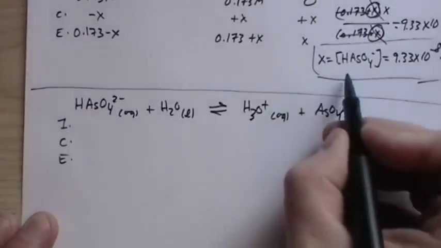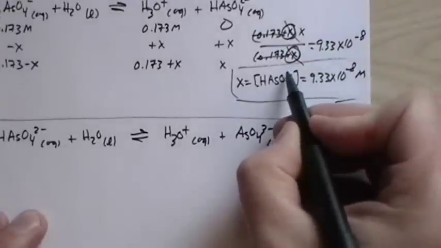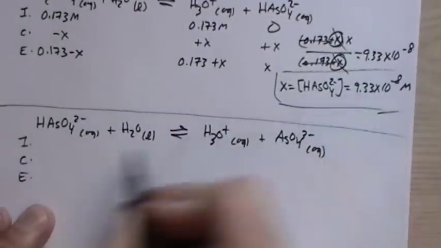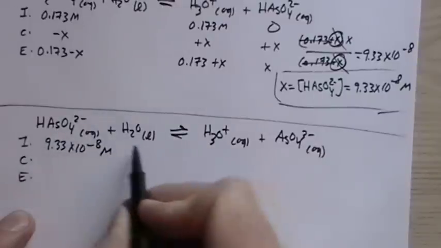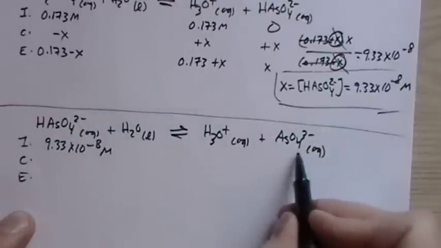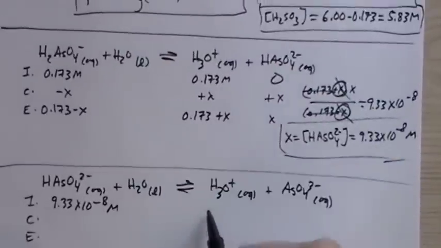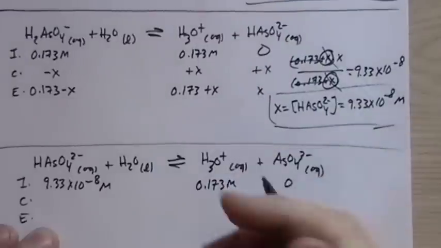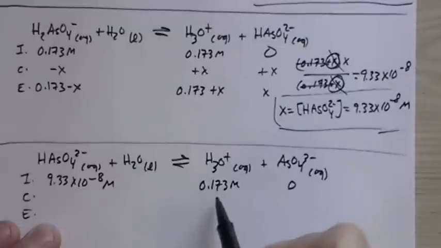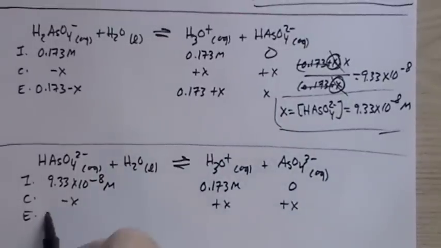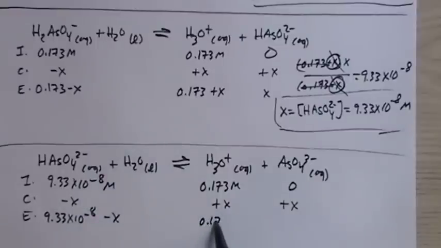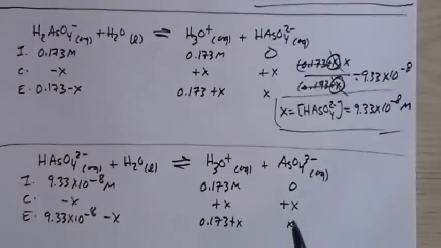Now, the concentration of HAsO4 2 minus, these guys here, is 9.33 times 10 to the minus 8 molar. We don't have any of this yet, but we do have the H3O plus. We've been carrying it through 2 steps now. So what about that x again? That doesn't get carried through because it rounds back to that, and this is minus x plus x plus x, 9.33 times 10 to the minus 8, and then 0.173 plus x, x.